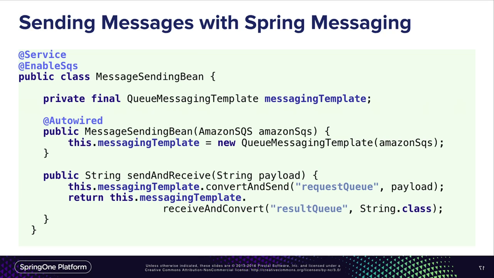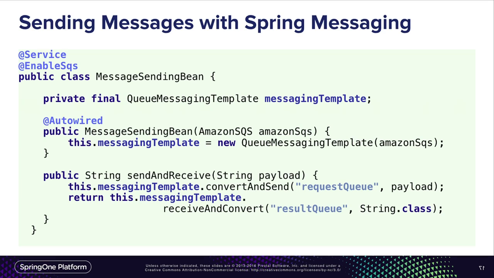So I can convert and send. I can send any payload I want to send. And I can do a receive and convert. That means I poll the queue until I receive a message. This is OK if I want to receive one message. But obviously, there is a need to receive a lot of messages asynchronously.